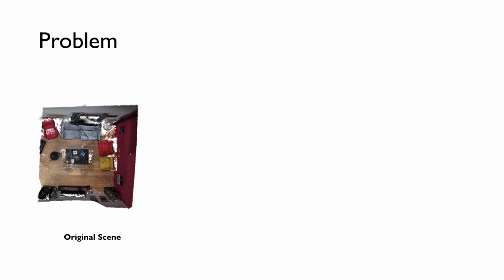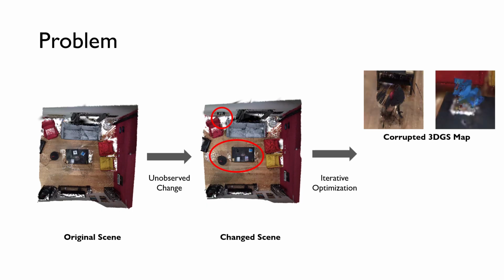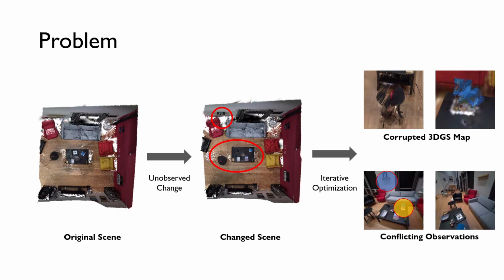However, real-world scenes may undergo structural changes outside the camera's field of view during the capture. This unobserved dynamic behavior breaks traditional iterative optimization for two reasons. First, it corrupts the existing 3D GS map. Second, it uses keyframes observing conflicting scene states, which stalls the optimization.